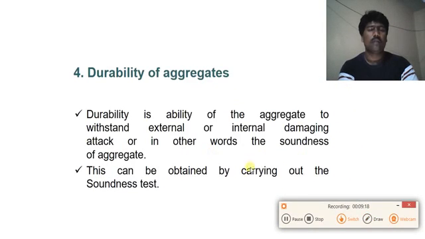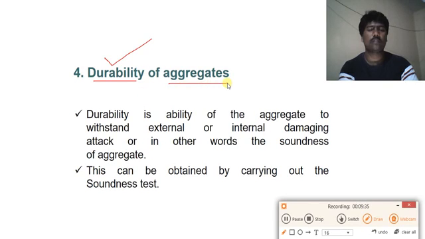And the next one is the durability of an aggregate. I said already, the durability is nothing but the lifespan. The lifespan of an aggregate means how much time this aggregate can last without any failure. So if I give a clear definition, it is the ability of an aggregate to withstand external or internal damaging attacks on the structure. So this is what durability of the aggregate is. In simple terms, it is the life of an aggregate.